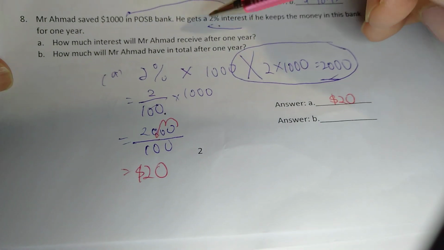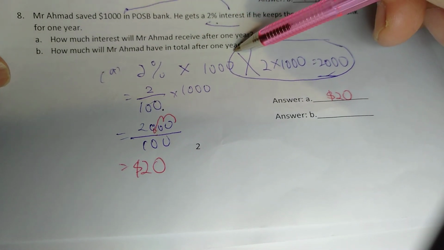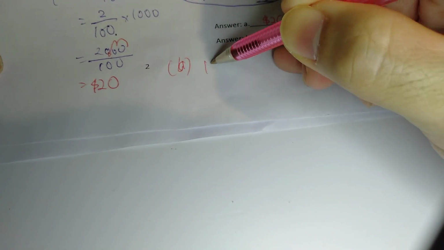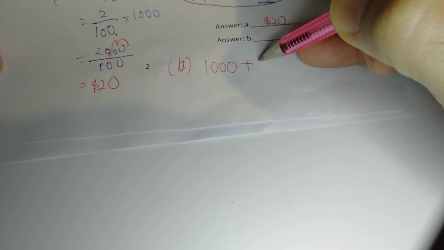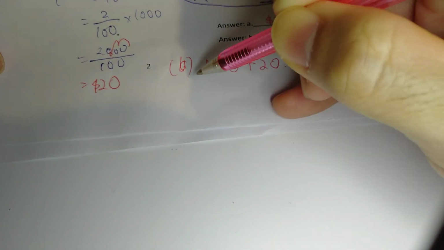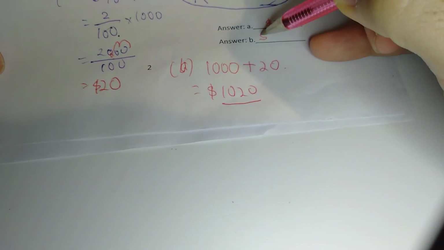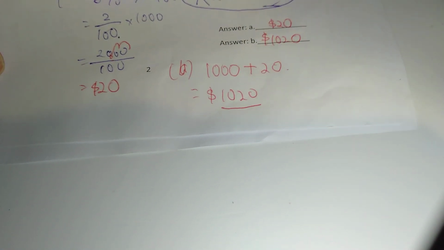Now part B is how much will Mr. Ahmad have in total after 1 year? So after 1 year, he will get back his $1,000 plus the $20 in interest. And that will be $1,020.